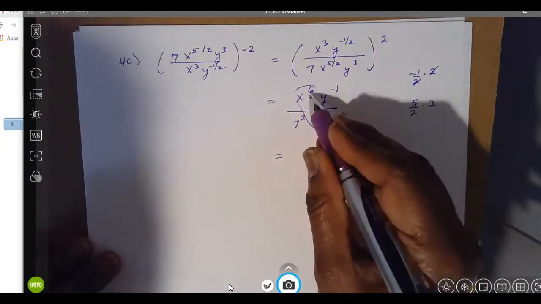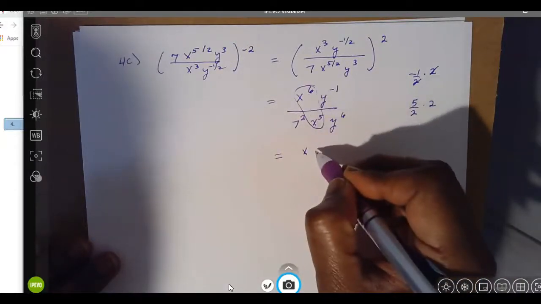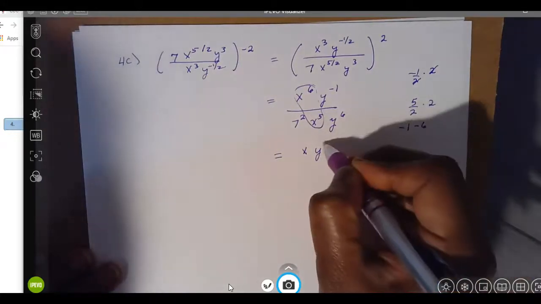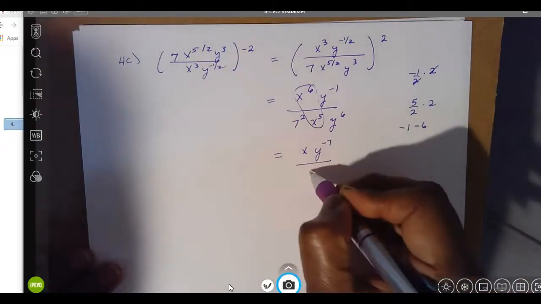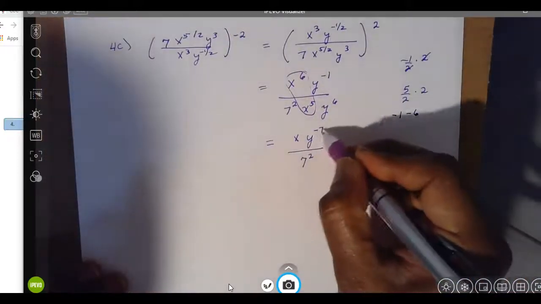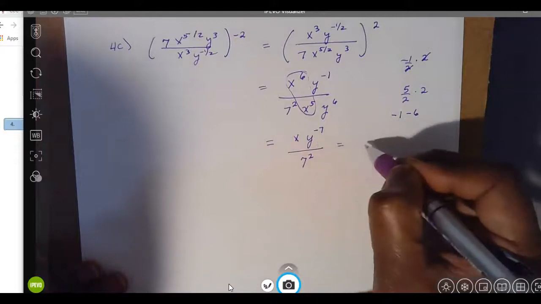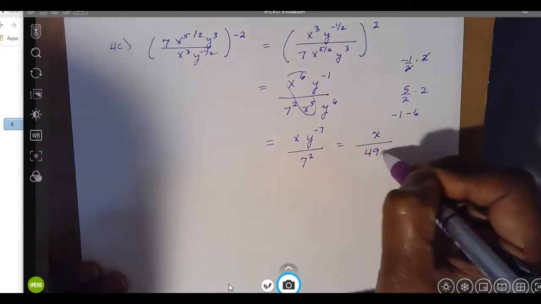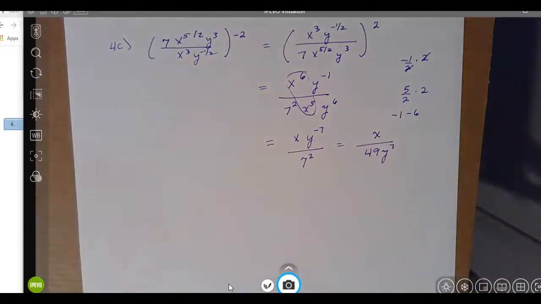So you have x to the 6 minus 5, which is 1. And then y to the negative 1 minus 6, which is negative 7. The 7 squared stays down here. And then you realize that this is a negative exponent. It needs to go downstairs. So you have x divided by 7 squared, which is 49, times y to the 7.